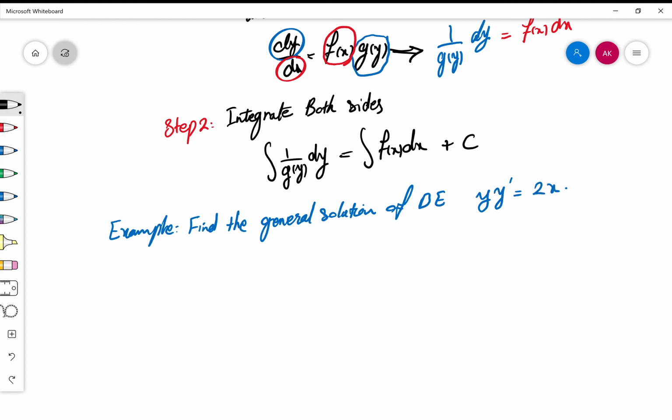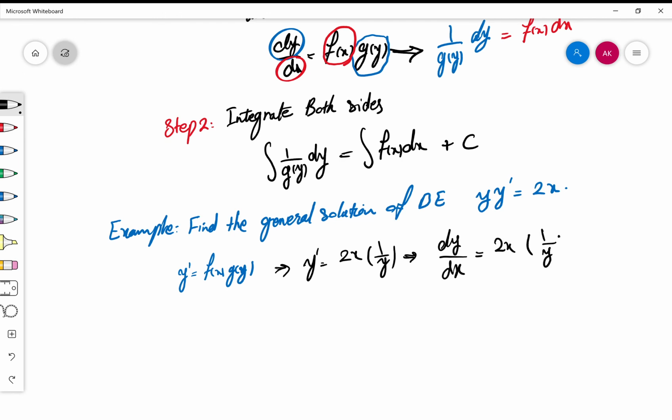Okay, so first thing is that you have to make sure that you have the standard form. It means that you can write it as a function of x times a function of y. In this case, I can take y to the other side, or I can write it as 1 over y. And well, let me just do one more and write it as is. dy dx is now 2x times 1 over y. This is f of x. This is g of y.